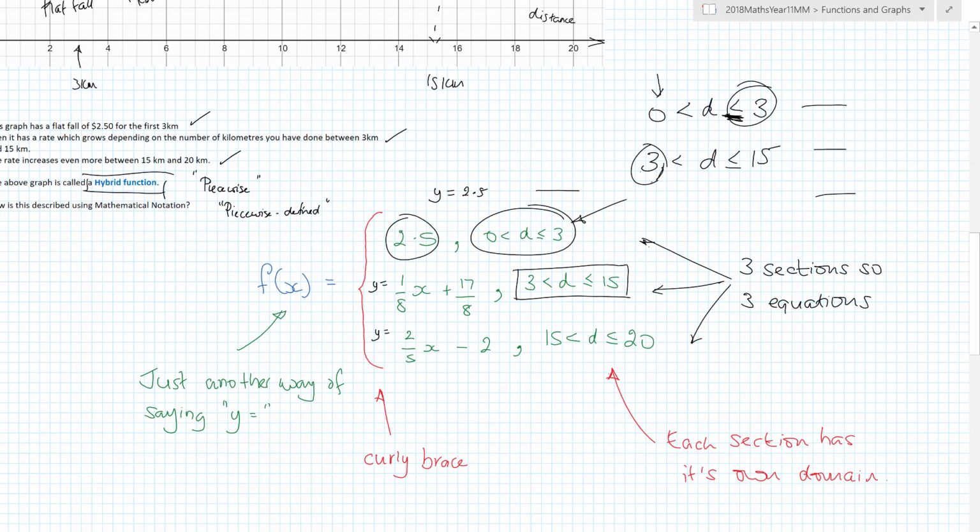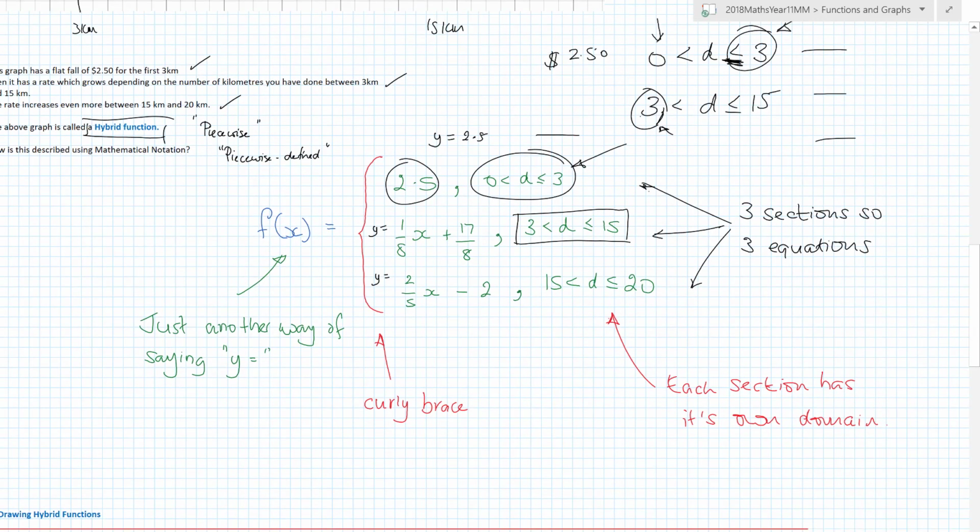So I'm going to say that up to and including 3 kilometers, I'd be paying $2.50. Over 3 kilometers, which is what that means, and less than or equal to 15 kilometers. And finally, there we go. The last section was described by that equation and is only true between 15 and 20.